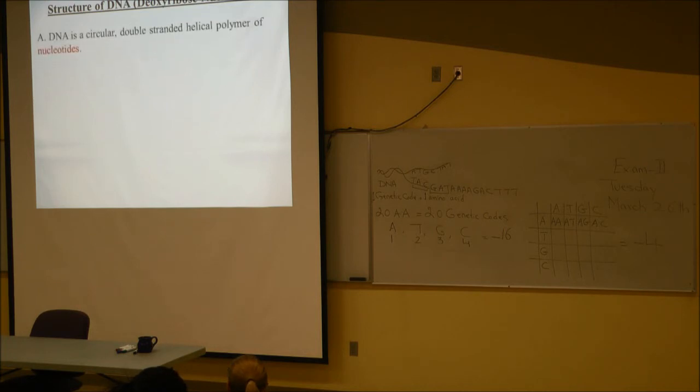So DNA is a double-stranded helical polymer of nucleotide. So DNA is made up of what? Nucleotide. Many molecules of nucleotide. Nucleotide is made up of what? Three things. Nitrogen base. First, let's start with sugar. Sugar. And phosphate. Very good. Pentose sugar.